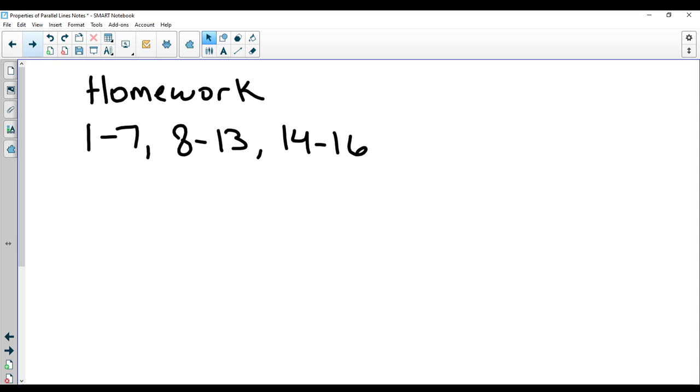All right, that's all we have on properties of parallel lines. If you need help at all with understanding this content or any help at all, don't hesitate to ask. I'm here to help y'all.